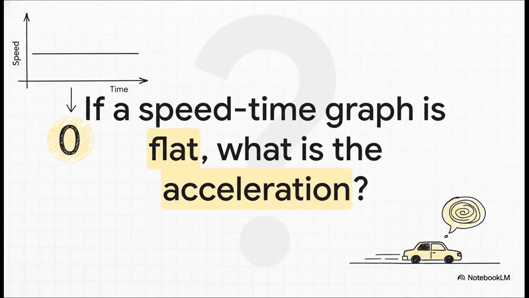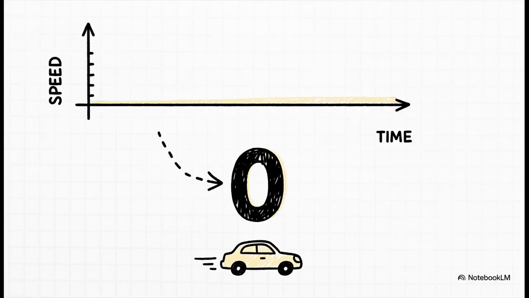First question. So on a graph of speed versus time, remember that the slope tells us the acceleration. So if that line is perfectly flat and horizontal, what's the acceleration? The answer is 0, right? A flat line has 0 slope, which means the speed isn't changing at all. And if your speed isn't changing, your acceleration is 0. You're just moving at a constant velocity. See? You're already reading the stories in the graphs.